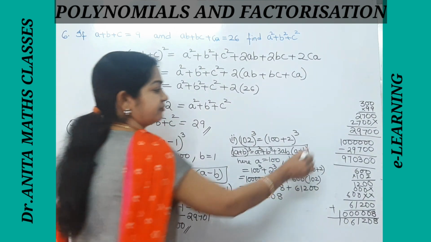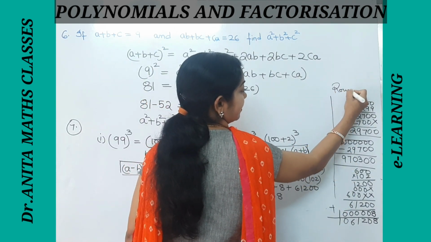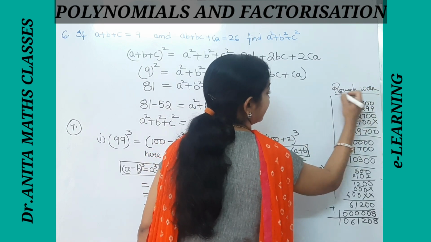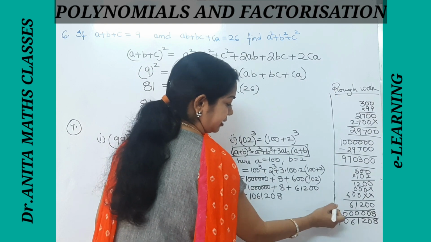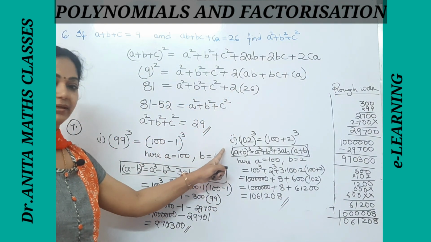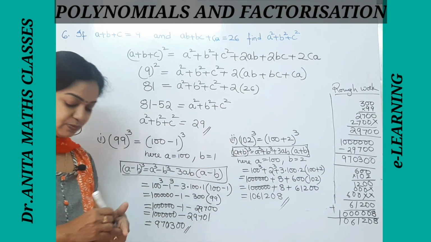So do the rough part very clearly. This is the rough part. Rough work. In mathematics, rough work is very, very important. Here, this is the final answer. Using the identity, we have deduced this answer. Please pause the video and note it down.